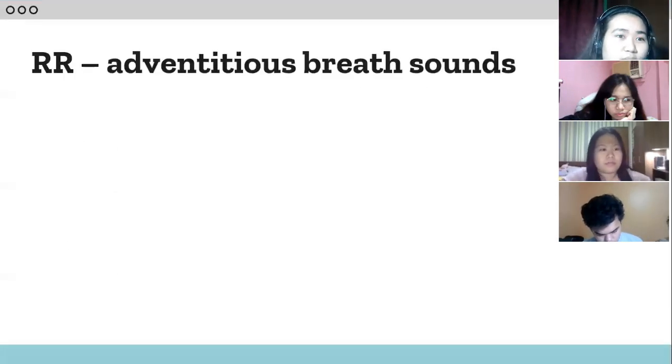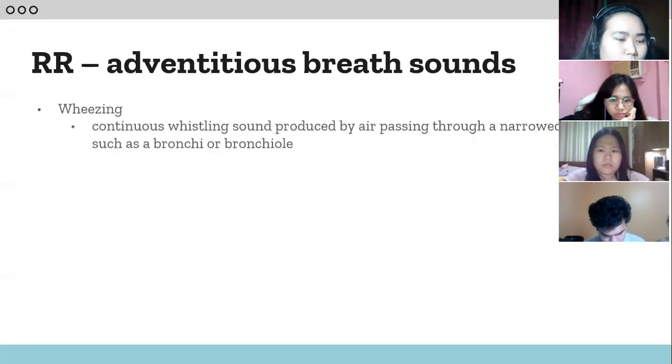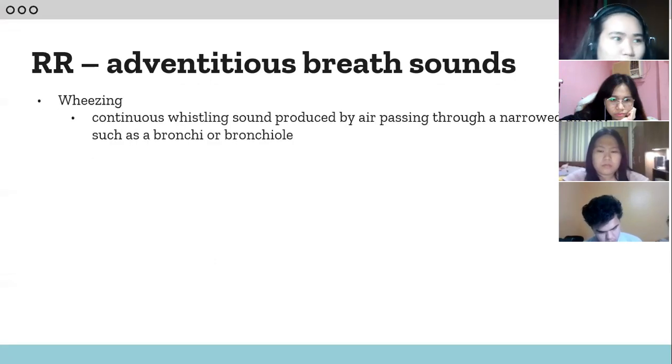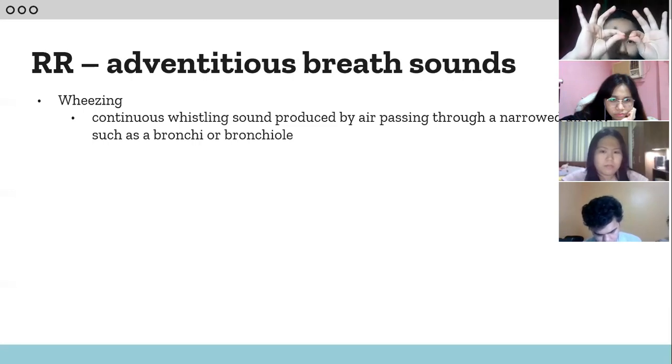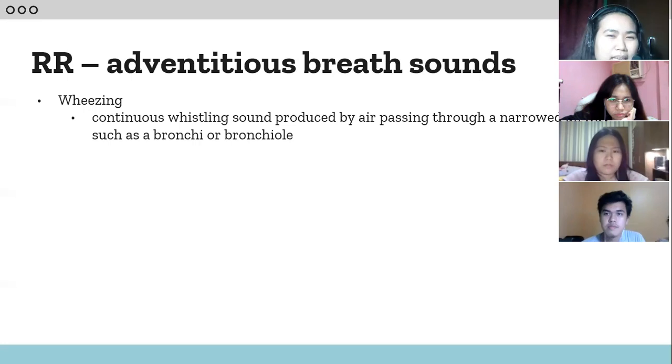So the adventitious breath sounds are the abnormal sounds. There are really many to remember. It includes wheezing. Wheezing is a continuous whistling sound produced by air passing through a narrowed pathway. It affects the bronchi and bronchioles and is often compared to whistling. It is like blowing into a narrow hole, stretched very thin, producing a very high pitch as the air tries to escape.